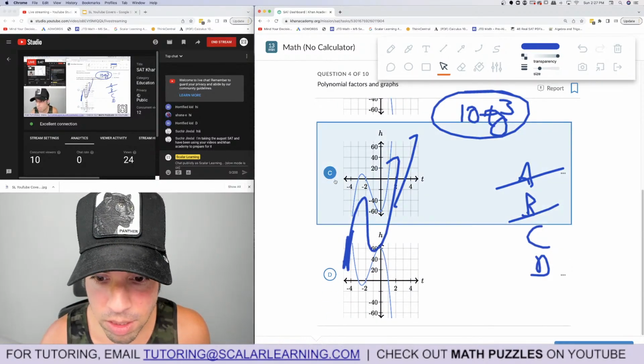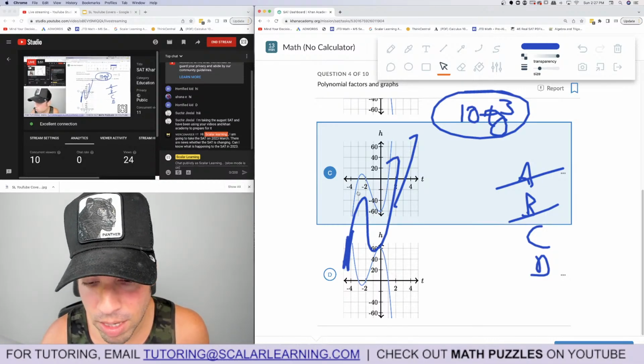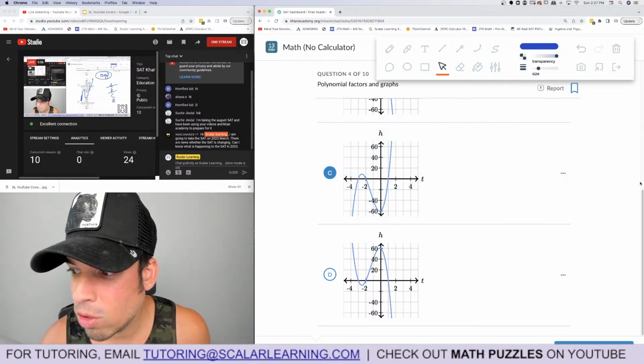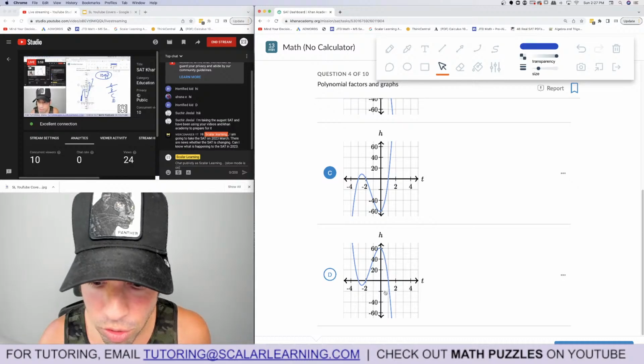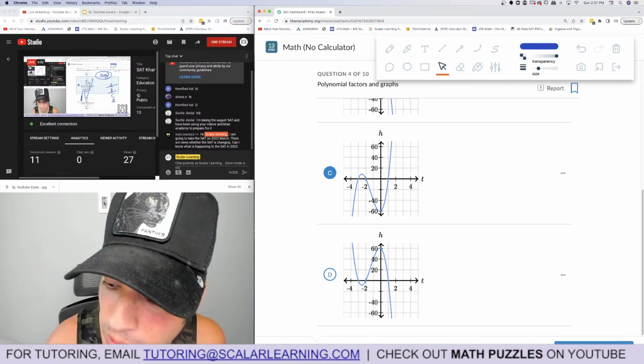C is the winner because this one starts down on the left and goes up like this, right? And it still hits that there. We can also see that 1 is a zero there too. The zeros are identical. So this is how we determine it. I'm confident with that. I'm moving on.